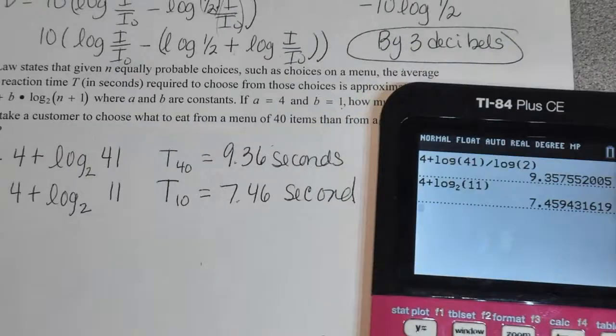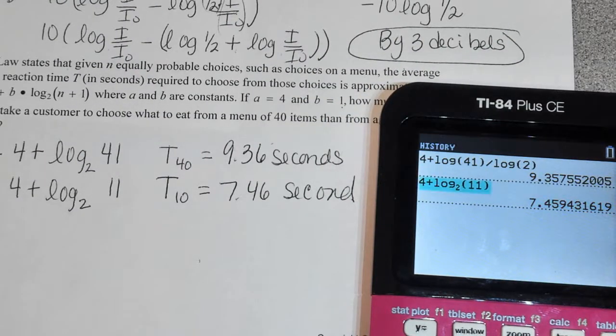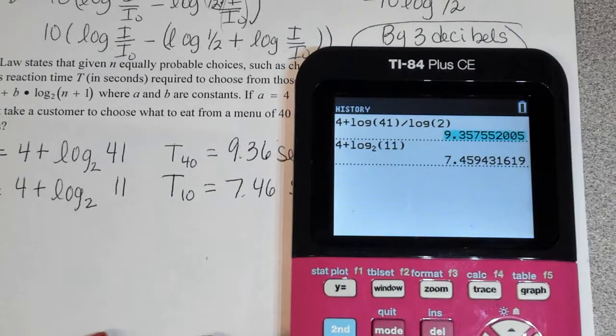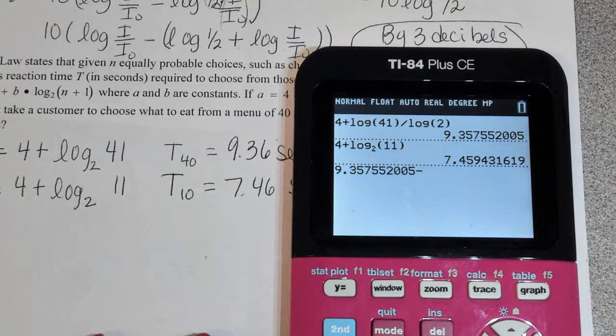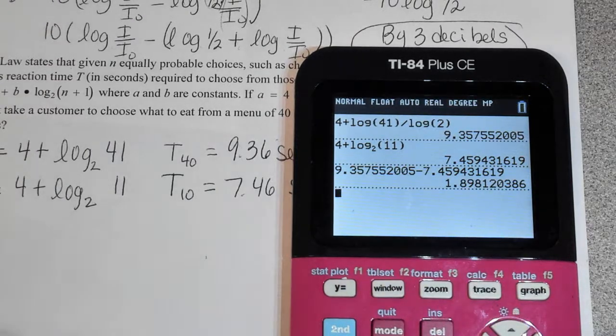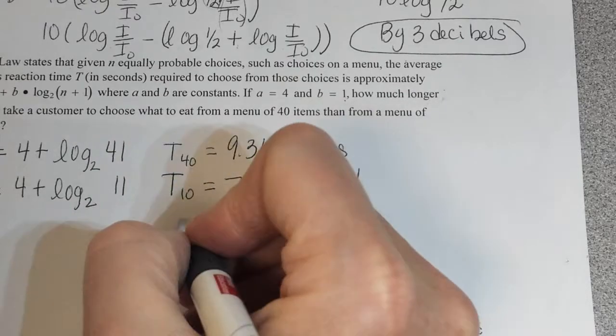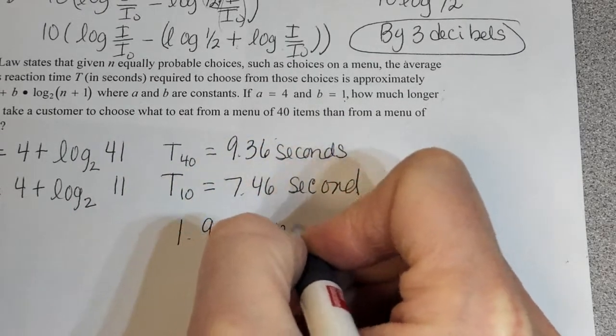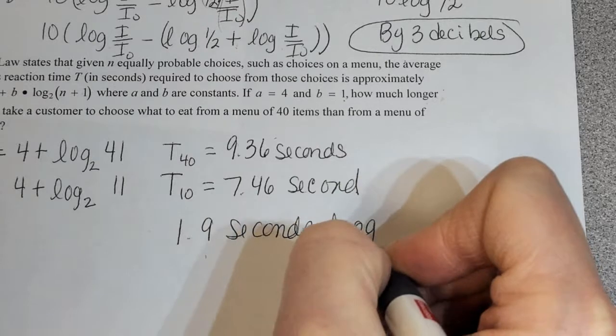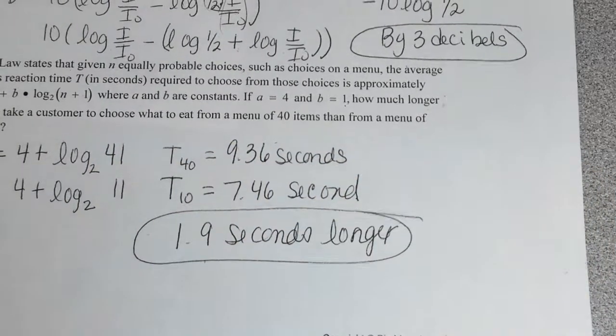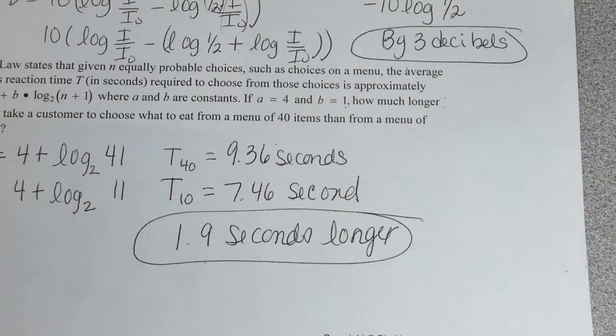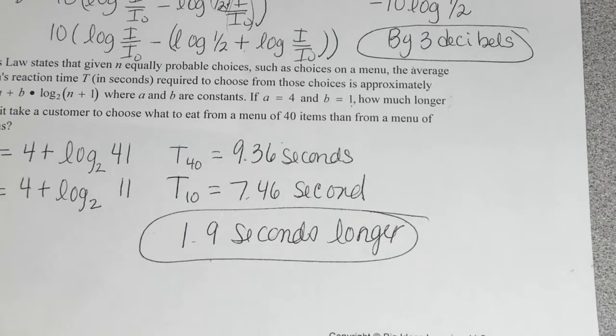Alright, so then how much longer? You just need to subtract those two. Watch what you can do with your calculator. You can just go up there, get that answer, minus, go up here, get that answer, enter, about 1.9 seconds longer. To me, this should be in minutes. If I had 40 menu items to choose from, it would probably take me a good 10 minutes, not 9.36 seconds. But that's what they say. So, there we go.